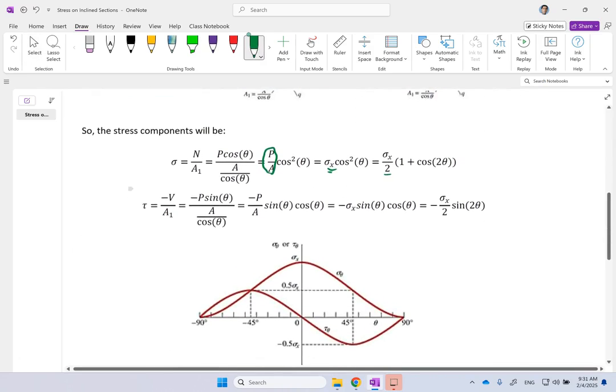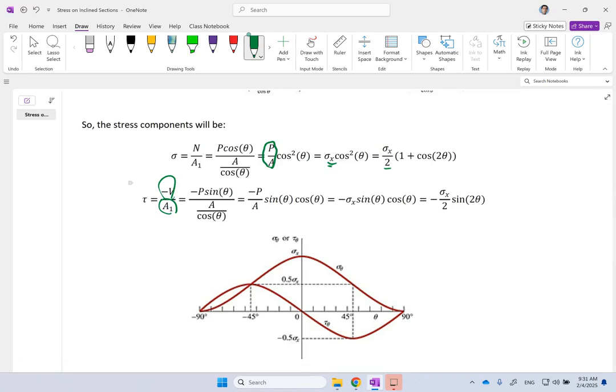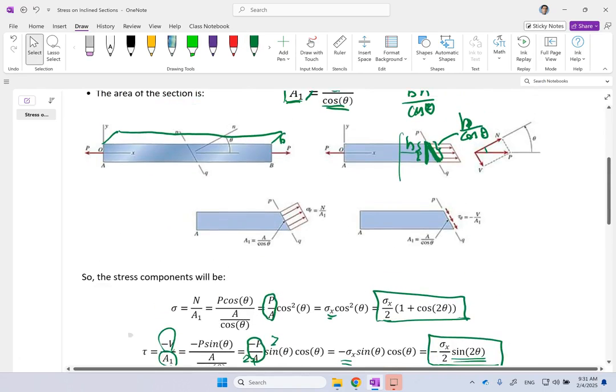The shear stress is going to be negative V over A1, so negative P sine theta over A over cosine theta. You're going to get negative P over A, sine theta cosine theta. You multiply by 2 and divide by 2, and this P over A is, again, sigma x, so negative sigma x, and this part is sine of 2 theta over 2. So this is going to be the normal stress on that plane, and this is going to be the shear stress on that plane.